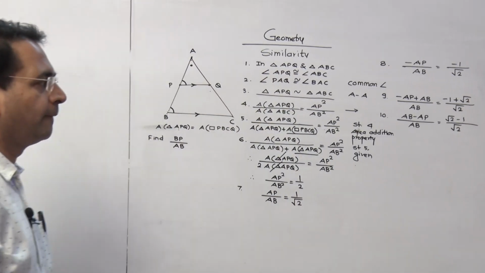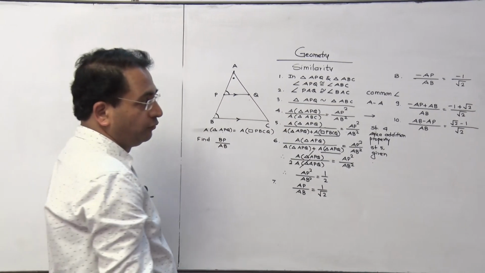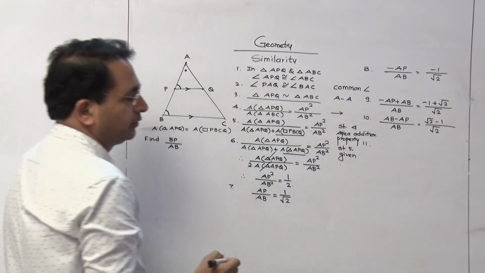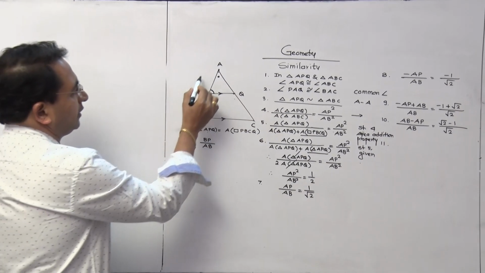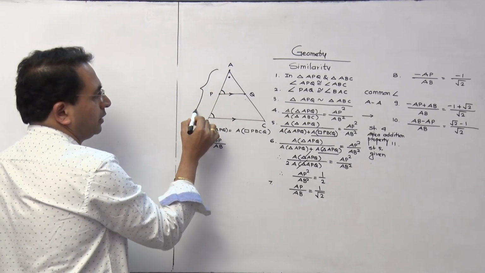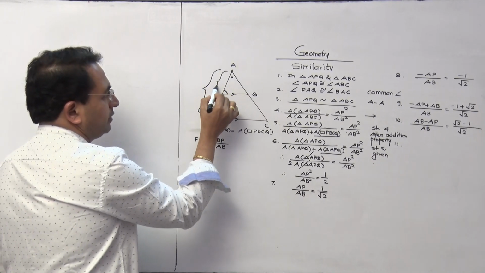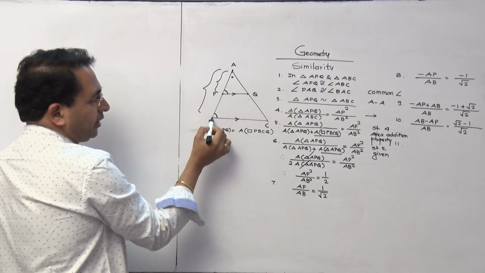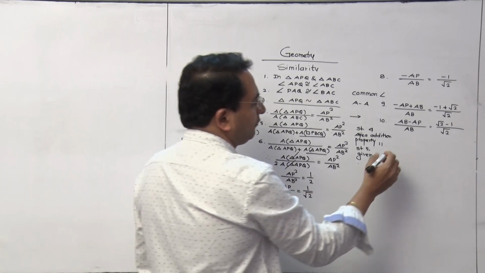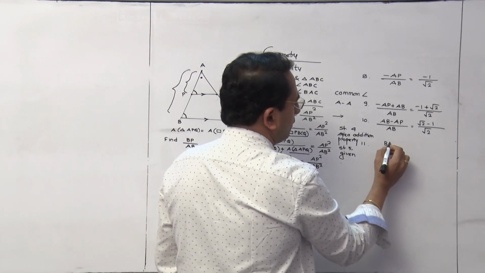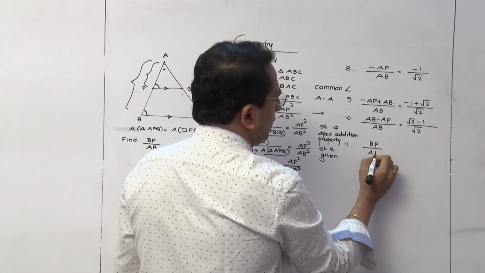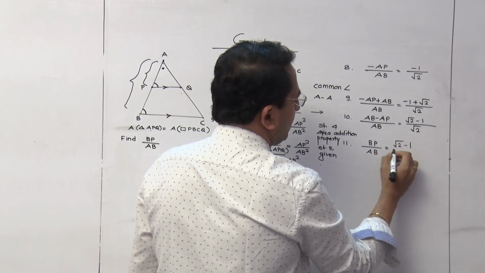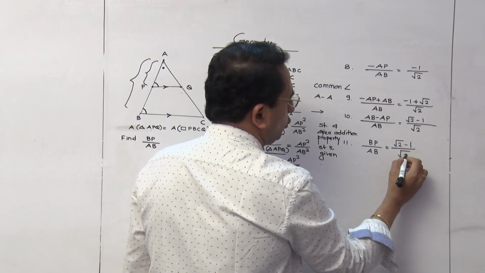Are you getting it? And now what do you have to do further? Now this is very clear from this statement. Now see this figure. AB minus AP: when you subtract AP from this, you are going to get the remaining part. Therefore, I can write BP upon AB, and that answer comes as root 2 minus 1 upon root 2.